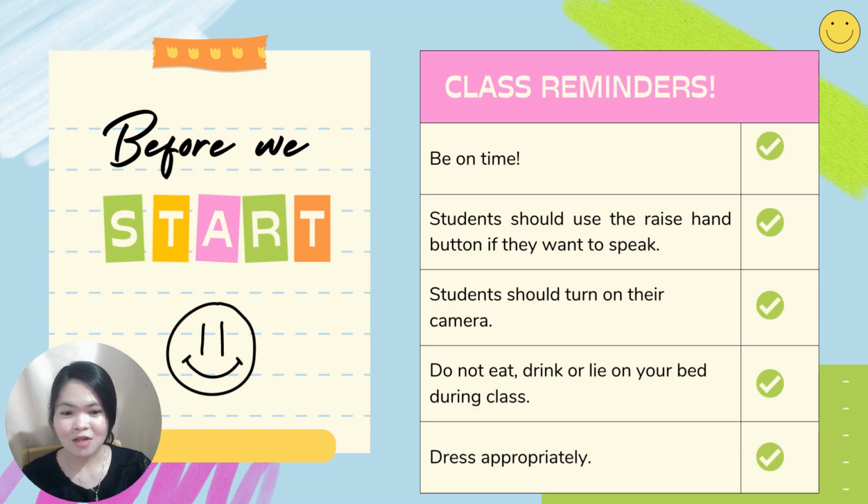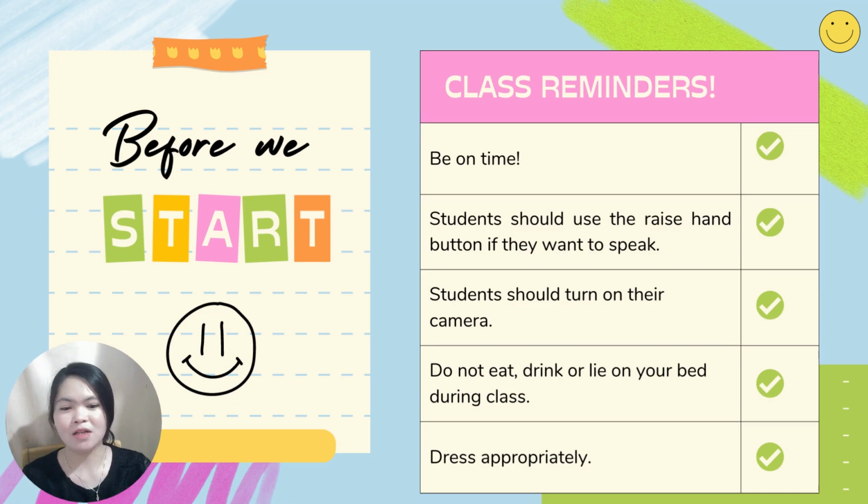And second, students should use the raise hand button if they want to speak. Nevertheless, if the teacher will call you, you should turn on your microphone. And if your name wasn't being called, you just mute your microphone. But if the teacher wants you to speak, use your microphone properly.